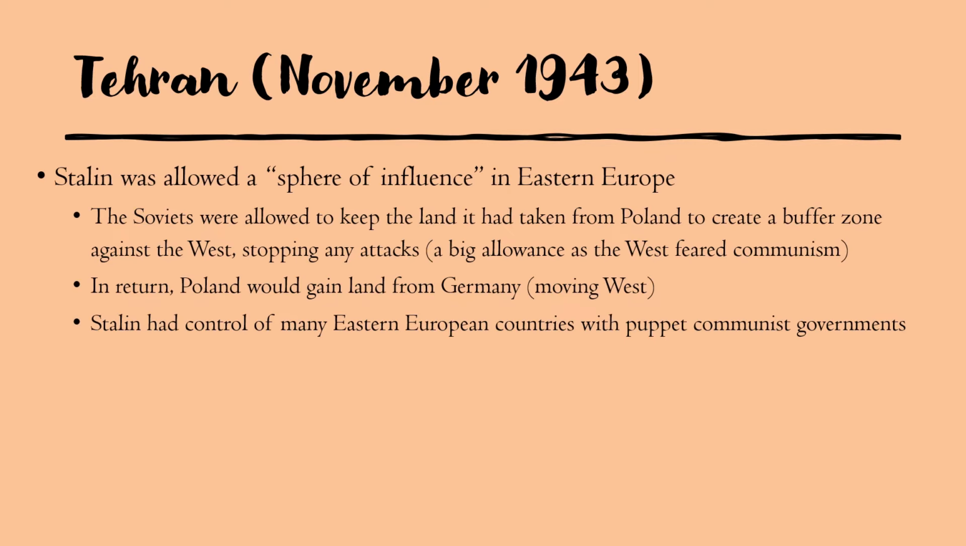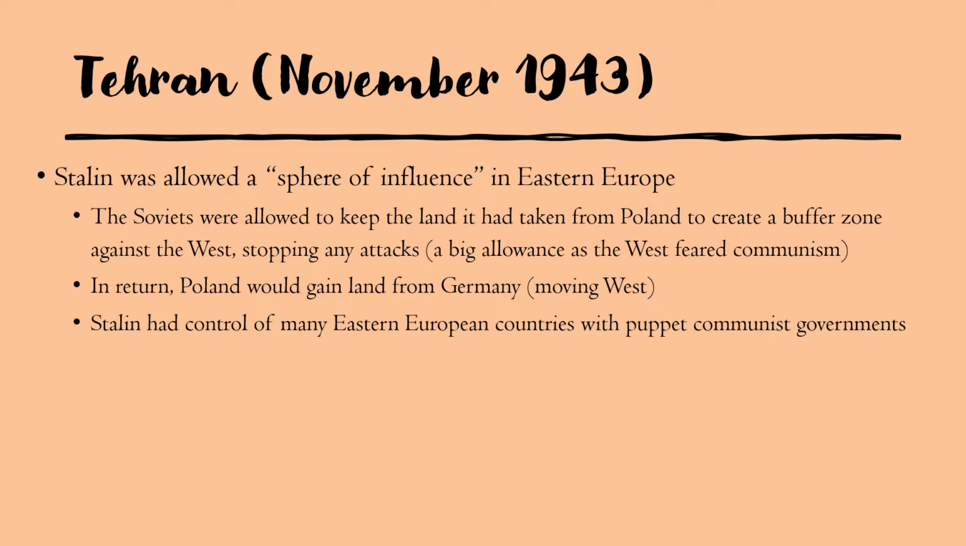The next thing then. So we look at three conferences as part of the specification. The first one is the Tehran conference in November 1943. So the Second World War's still ongoing and the Grand Alliance are discussing what might happen after. So the first effect of this was that Stalin was allowed a sphere of influence in Eastern Europe. So the Soviets were allowed to keep the land that it had taken from Poland. So the Soviets were coming in from the east, going into Germany and advancing, and the US and UK allowed them to keep the land they had invaded from Poland in order to create a buffer zone against the West.